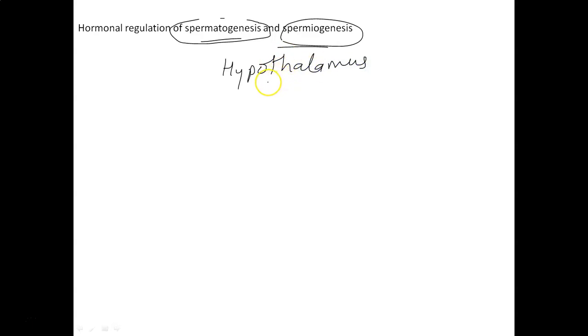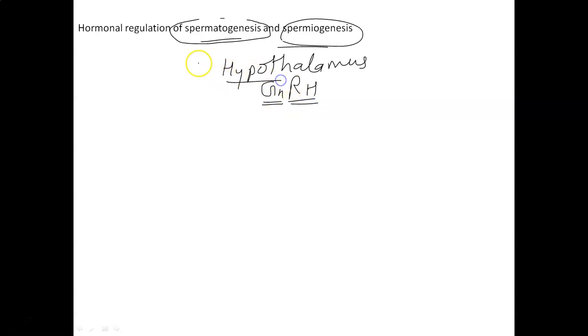Now we'll come to another important concept, a 3-mark question. Hormonal regulation of spermatogenesis, that is formation of spermatid, after that formation of sperms. And spermiogenesis means differentiation of spermatid into sperms. So hormonal regulation, hormones right away from hypothalamus. Now hypothalamus secretes GnRH, gonadotropin releasing hormone.